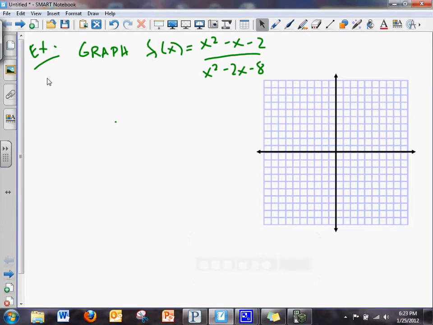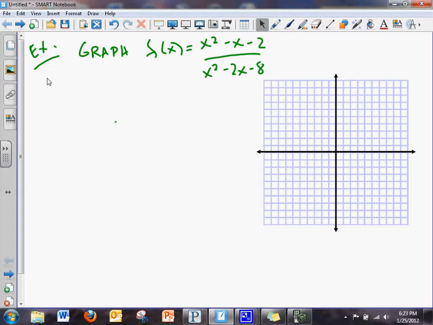All right, here we go. This is our third example here. I've got a rational function here. A rational function is just when there's a function on top of the fraction and a function in the denominator of the fraction. We can gain a lot of information from doing some basic stuff here.